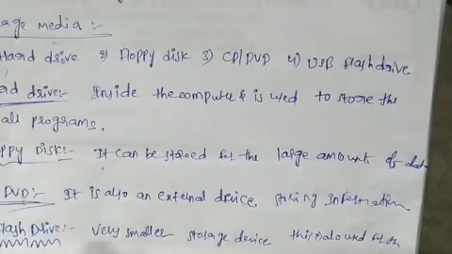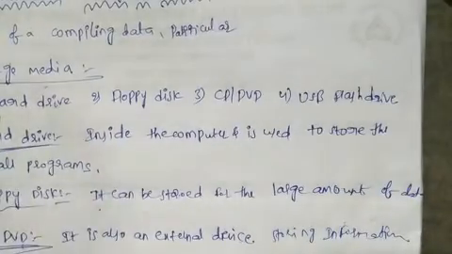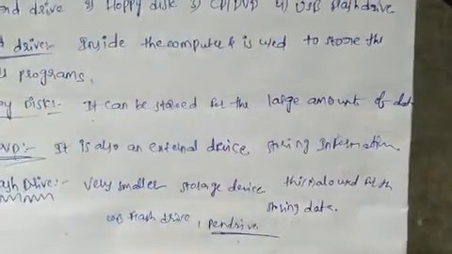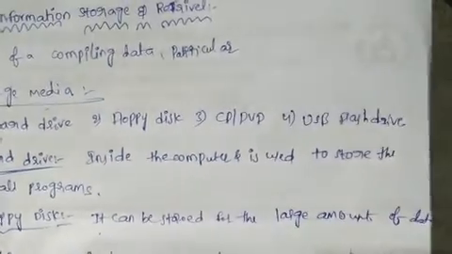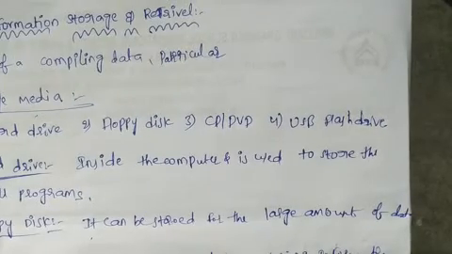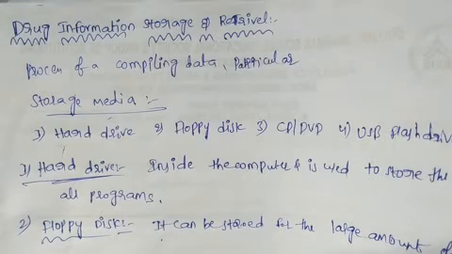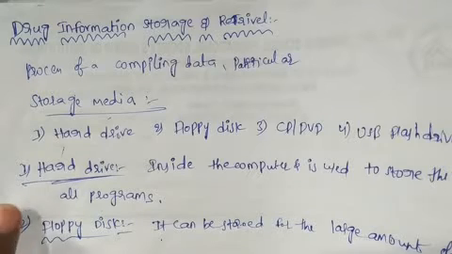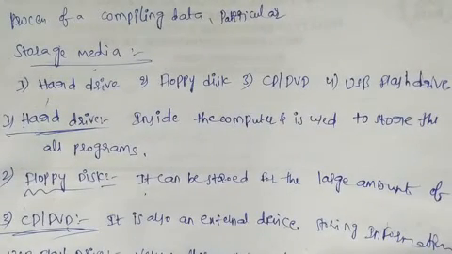These four are used for drug information storage and retrieval. What does drug information storage and retrieval mean? If a particular drug has information on how the disease increases, that total information is stored as drug information. For that purpose, you use four types of storage devices. The first one is the hard drive, the second is the floppy disk, the third is the CD or DVD, and the fourth is the USB flash drive.